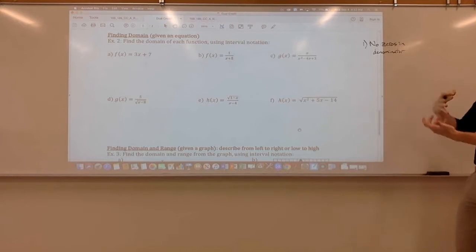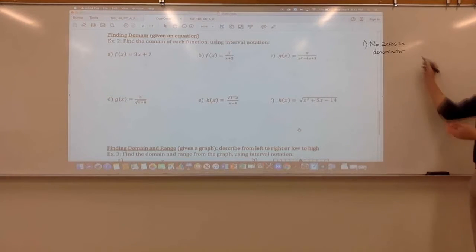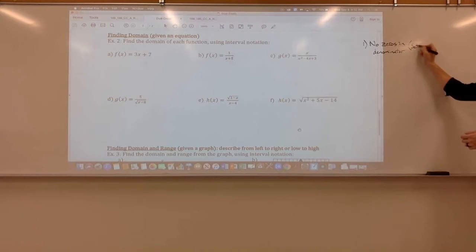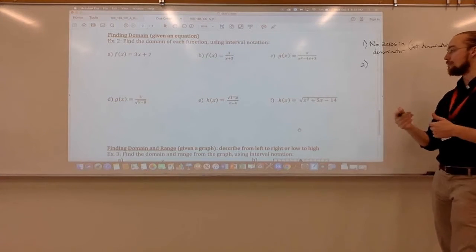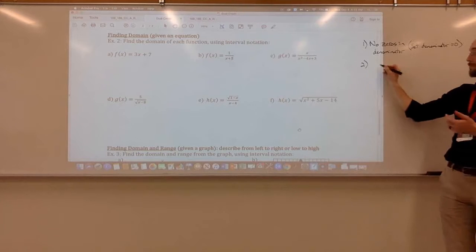And in practice, what that meant was set the denominator equal to 0 and solve. Those will give us the values that we cannot have, our domain restrictions. Then we started doing an example of the second one. The second one was we can't have negatives under a radical.